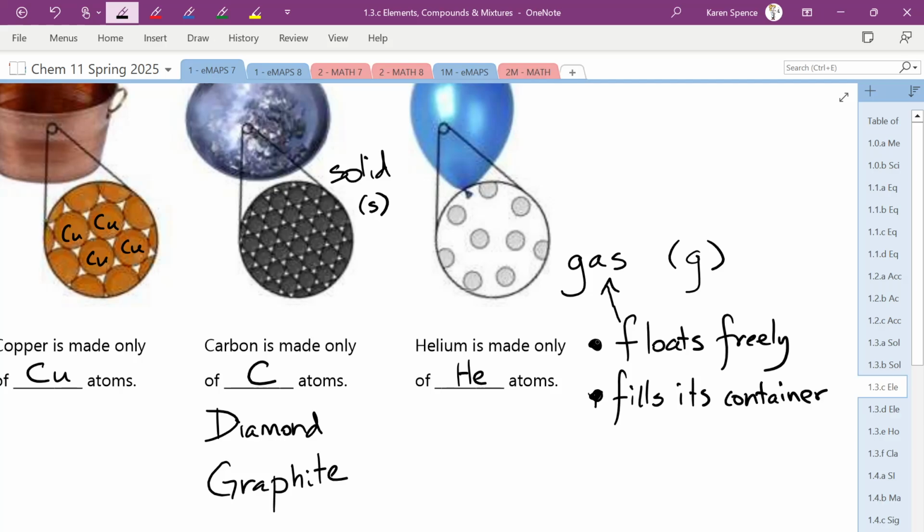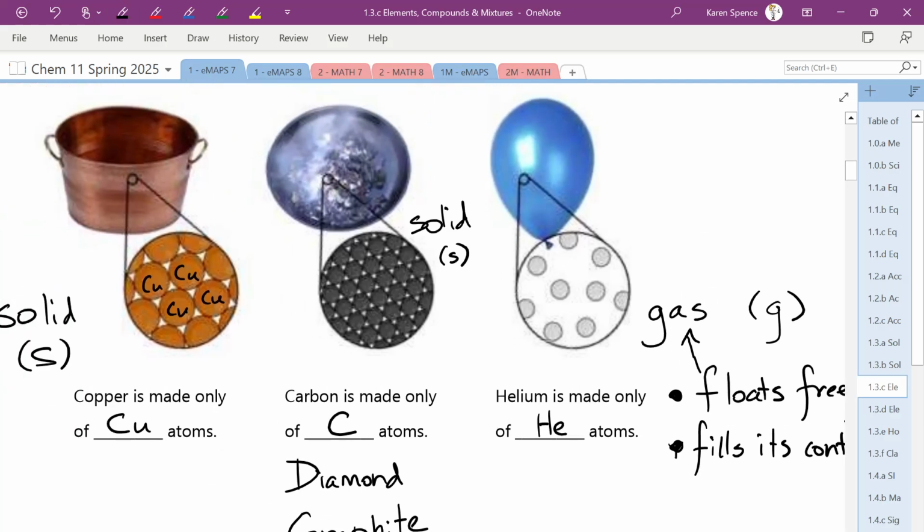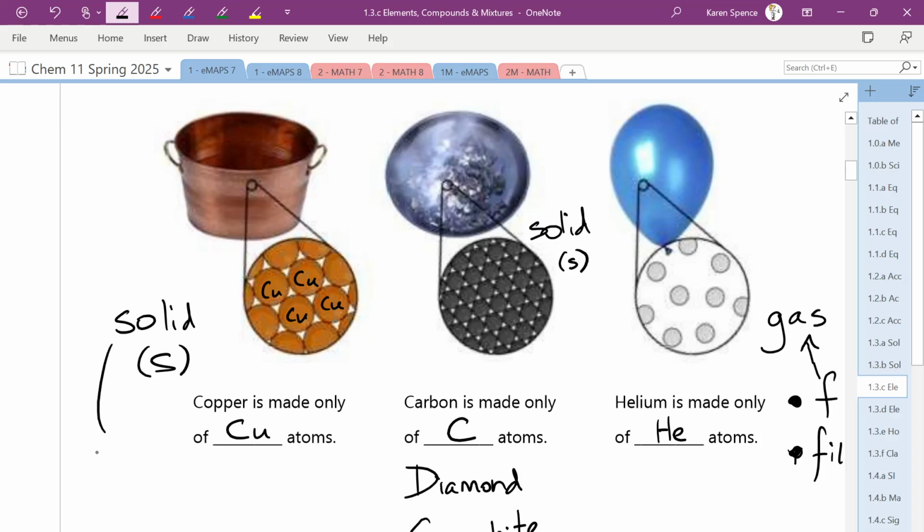But there's something a little bit different about the liquid and the solid. Who takes the shape of the container? The liquid. The solid does not take the shape of its container. It maintains its own shape. Okay? So a solid has a fixed shape.